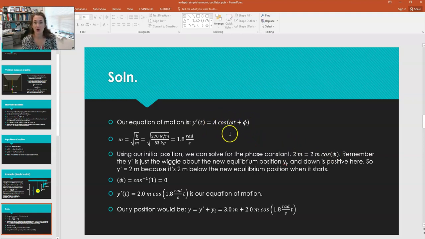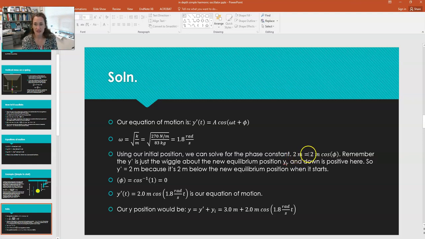The omega t part would be 0 because t is equal to 0, and then we would just have y prime is equal to a cosine phi. At the point where we release them, they are at their max downward displacement. If we're referencing the new equilibrium point, which is at 3 meters, then they are 2 meters below that. We said down was positive, so their position at t equals 0 is plus 2 meters. That's what we plug in for y prime of t.